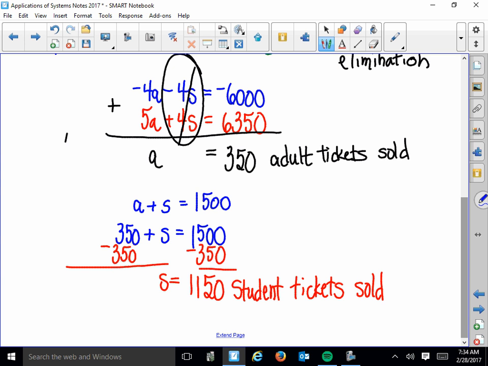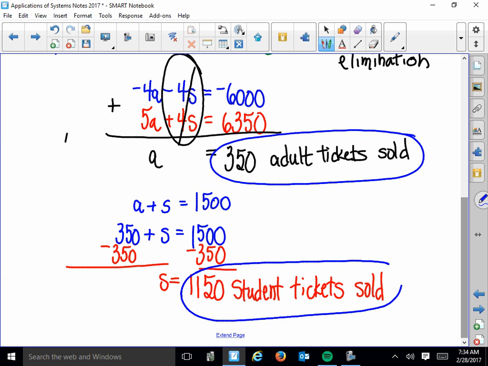Okay, so as I'm writing my answer, the question is how many adult tickets were sold and how many student tickets were sold. So because it's an application, I don't just want to write my solution as a word pair. I actually want to specify what each of the values represent.